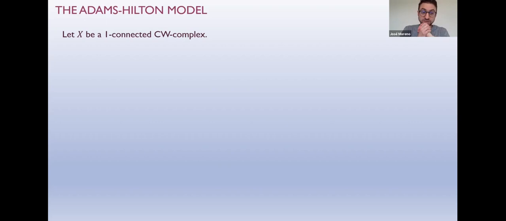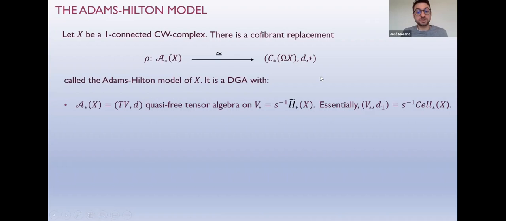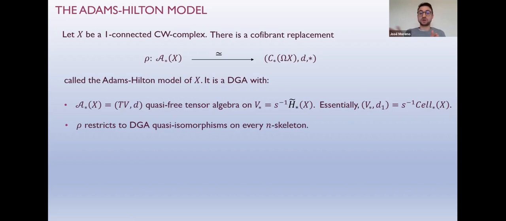If we start with a CW complex that is simply connected, then what is the model of the space X? Well, we look at this DGA and we take a particular cofibrant replacement. This cofibrant replacement is quasi-free, of course, and the graded vector space of generators is in bijective correspondence with the cells of your space. So basically the indecomposables are the cellular chain complex, but you have higher differential terms. One of the ways of building the Adams-Hilton model is by induction. You have your cellular decomposition of your space, you start to build the model of the lower skeleton, and you go up and you can chase the maps to define them.